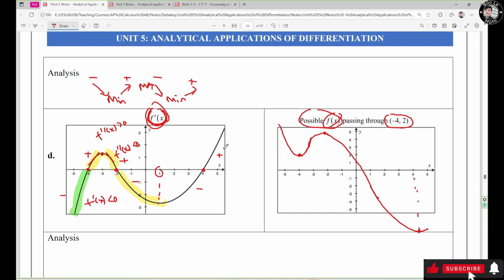Then from 4 to positive infinity, the function f prime of s is above the axis. So the function f of s is increasing, right? So it's going to be like this.